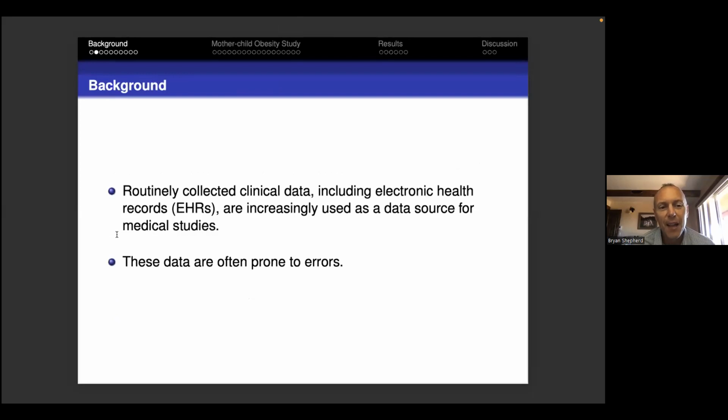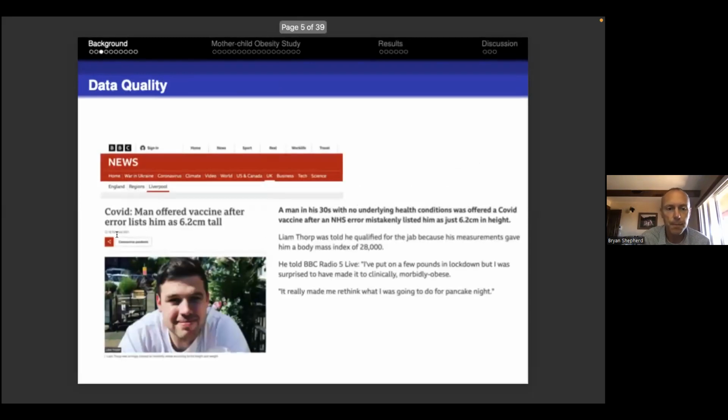So routinely collected clinical data, including electronic health records data, are increasingly used as a data source for medical studies. And they're great. It's possible to get lots of data on people very quickly, but it's being more frequently recognized that these data are prone to errors and there are potentially problems. In fact, data quality has hit the mainstream media.